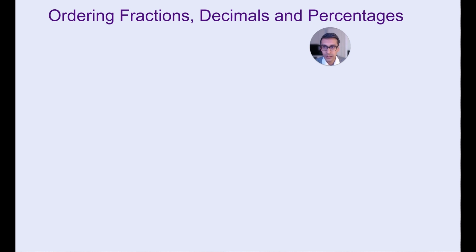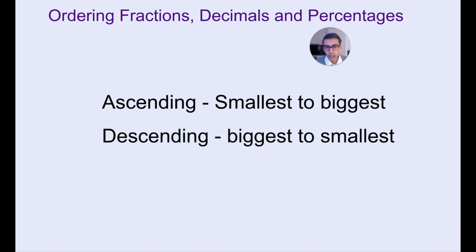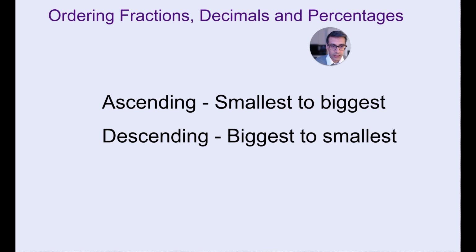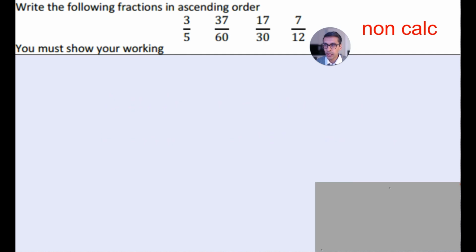There's a few words that you need to know about this topic. Ascending and descending have different meanings. Ascending is when things go from smallest to biggest, and descending is biggest to smallest. Most of the time you put things in ascending order, but you may get a question that asks you to put things in descending order. So make a note of that if you're not sure or you didn't know that before.